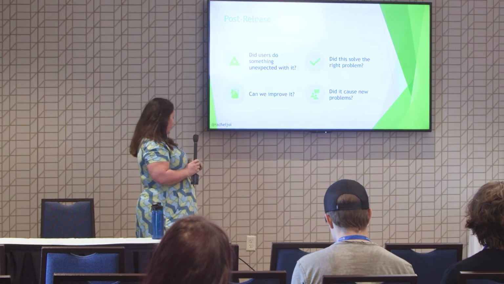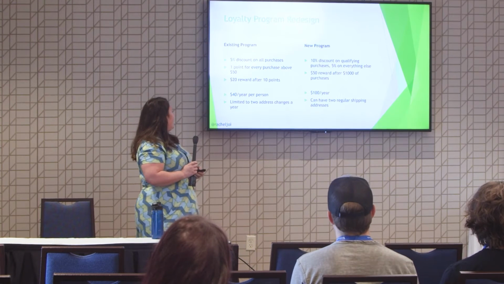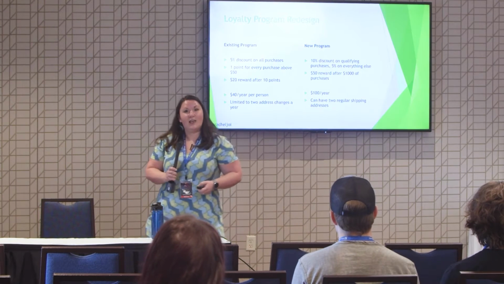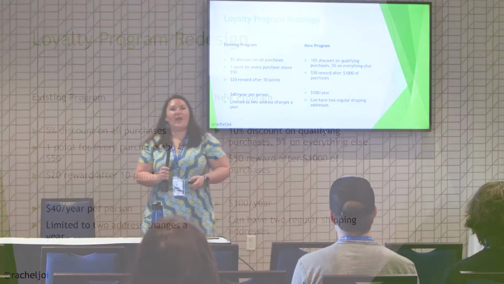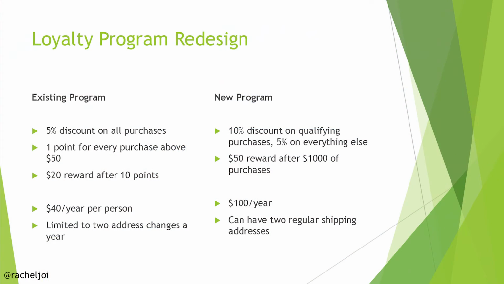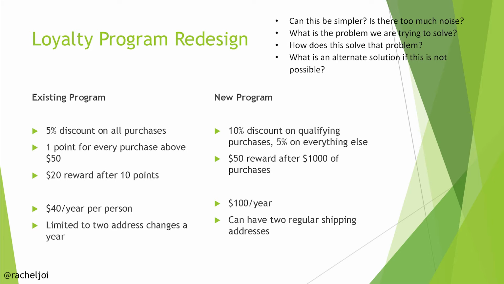Okay, so we have an exercise, and I am ahead of time, and I am not going to freak out about this. So we have this loyalty program that we are redesigning. You can see the existing program on the left and the new program on the right. This is a made-up scenario, and we'll see how this works. So we're going to talk about this like we're in discovery, feature mapping, story mapping, whatever you want. So this is interactive. Here's a cheat sheet of the questions.